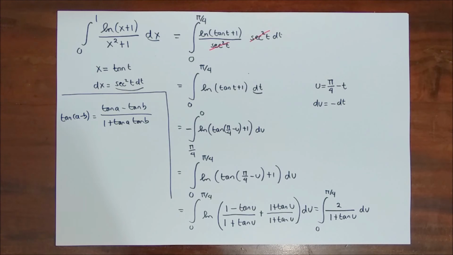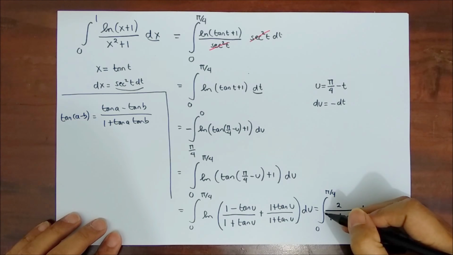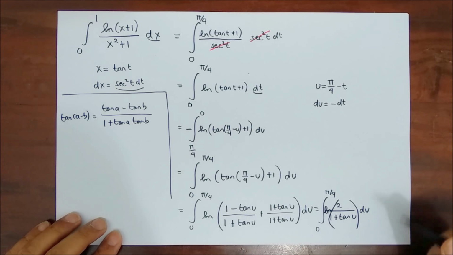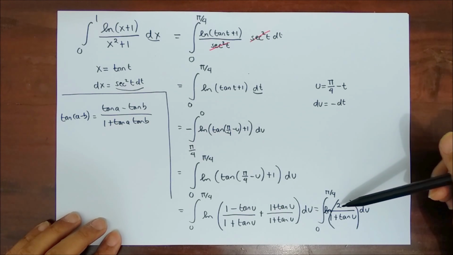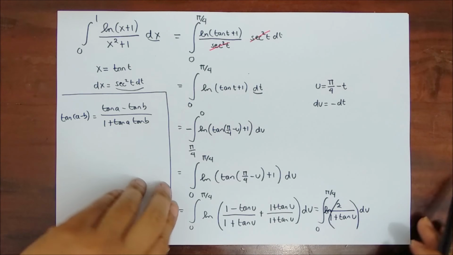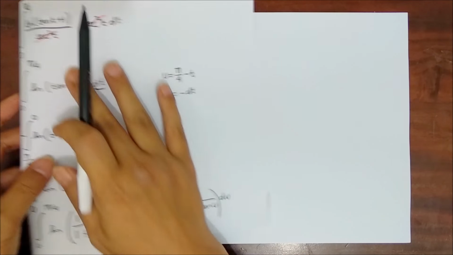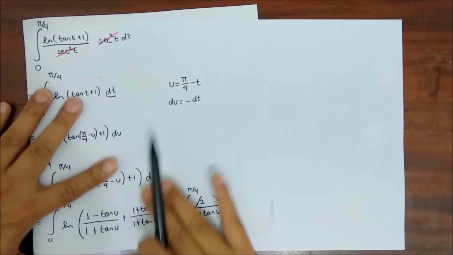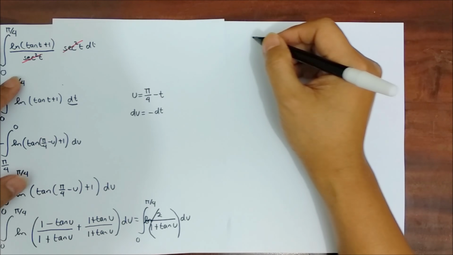Now, I'm sorry, I should still have the ln here. So we have two integrals. The first one is ln(tan t + 1), and the second one is ln of 2 over (1 plus tan u). Both of them are equal to I. Let's put it here, so we have this expression. Let's call this I.